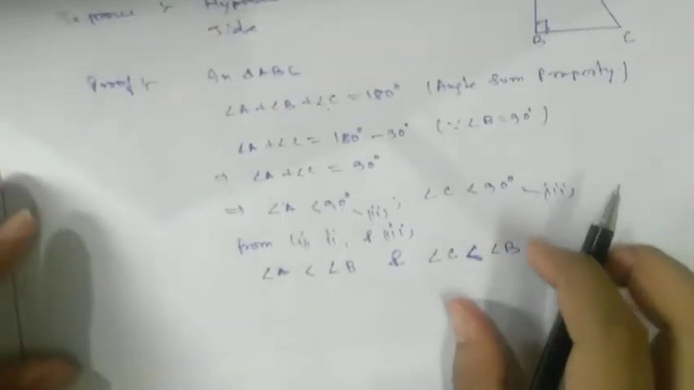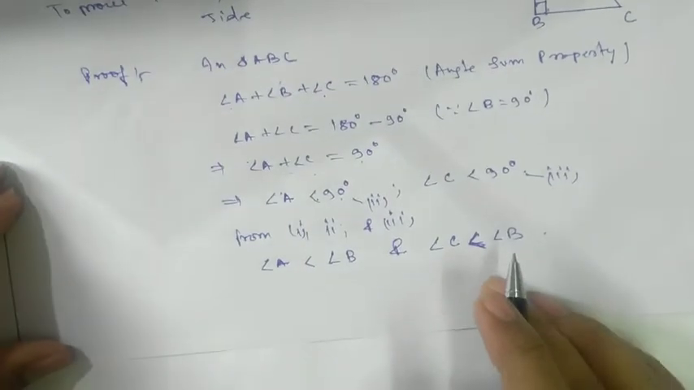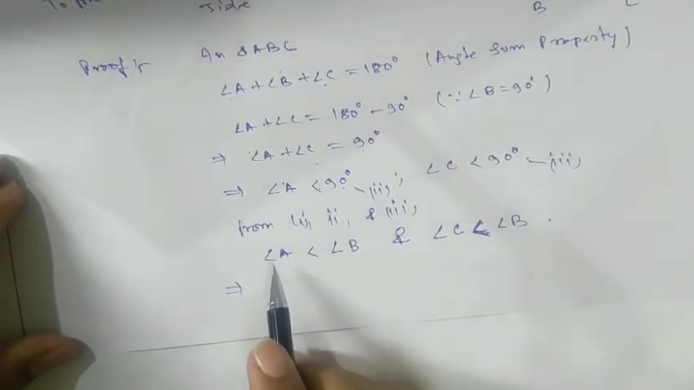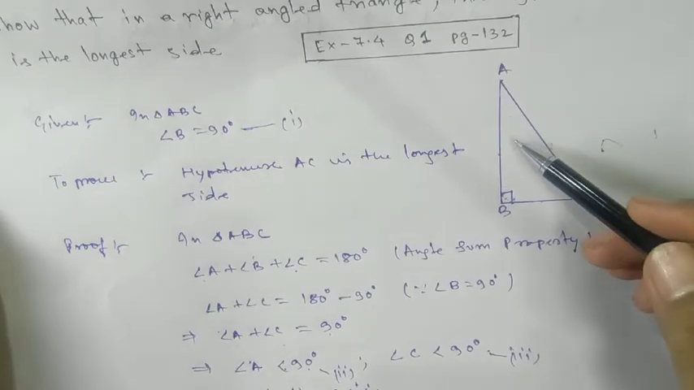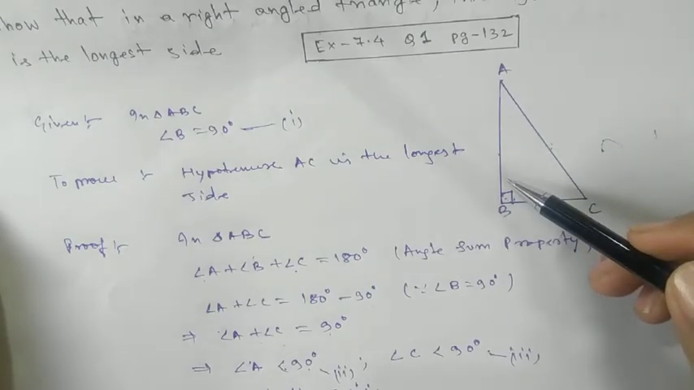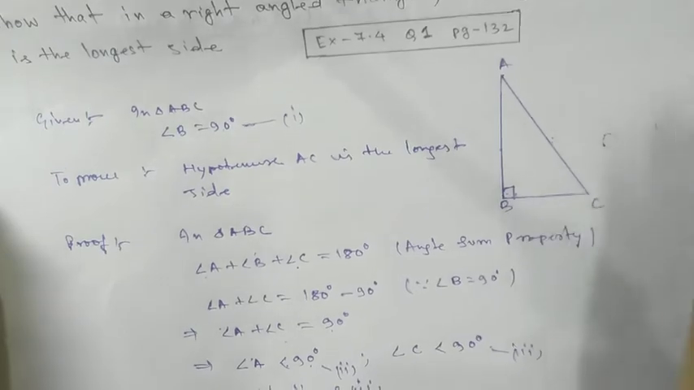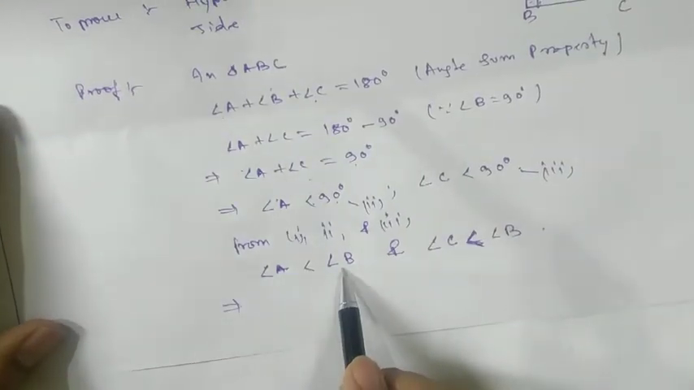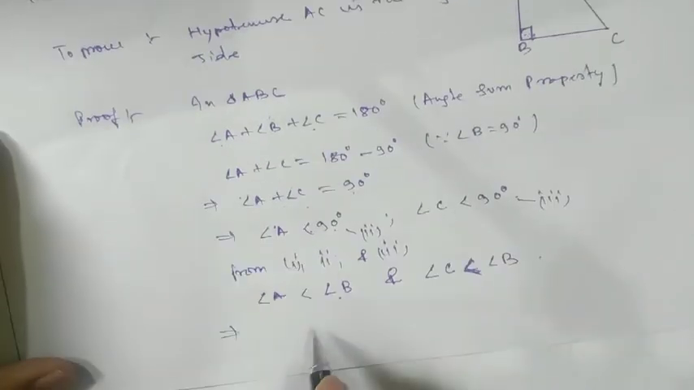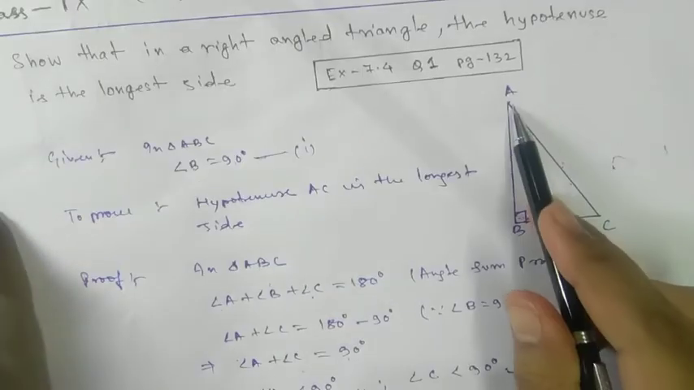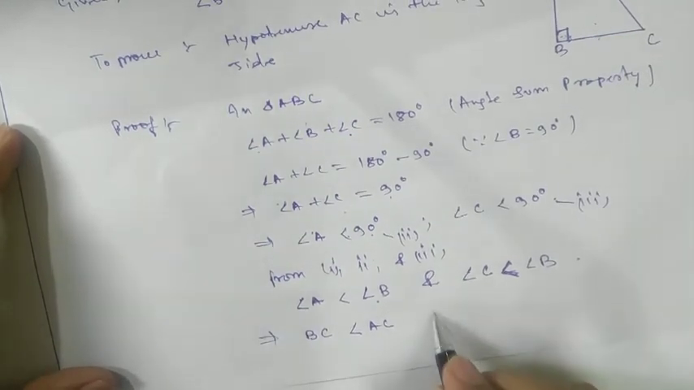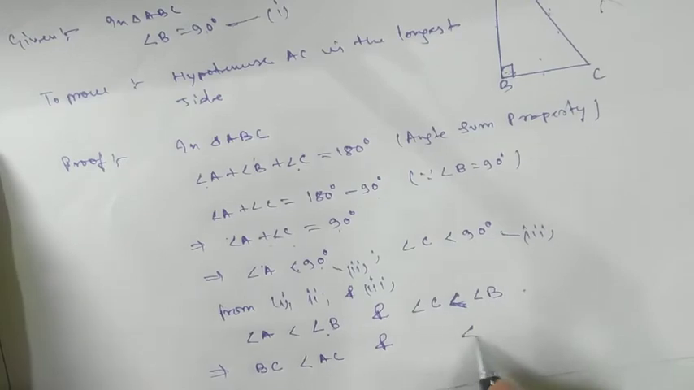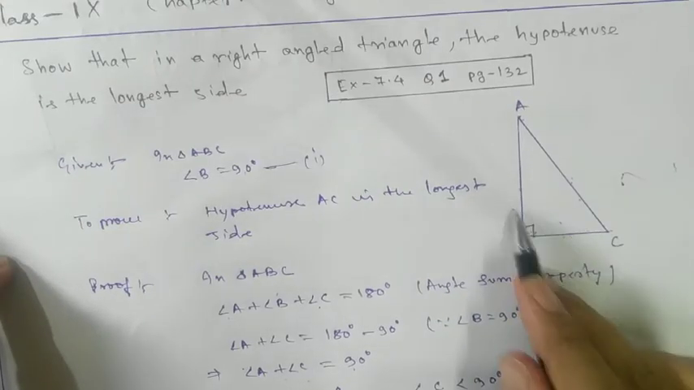Next, this implies that the side opposite to the greater angle is what? Greater. Now see, angle B is greater, then opposite to B is what? AC. We can write here AC, and opposite to A is what? BC. That means BC is less than AC. Similarly here we are getting AC, and opposite to C is what? AB.